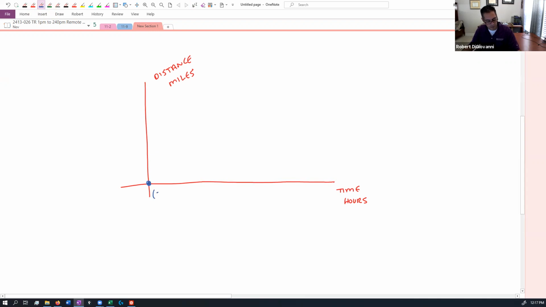So at time 0, you've gone nowhere. And let's say after 2 hours, you've gone 80 miles. So you're here. Now, how you got there kind of varies, right? You speed up, slow down. Everyone can drive different ways. So there are different possible ways that you can get to that point.